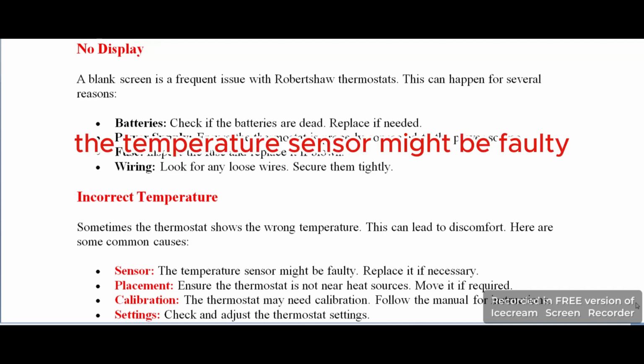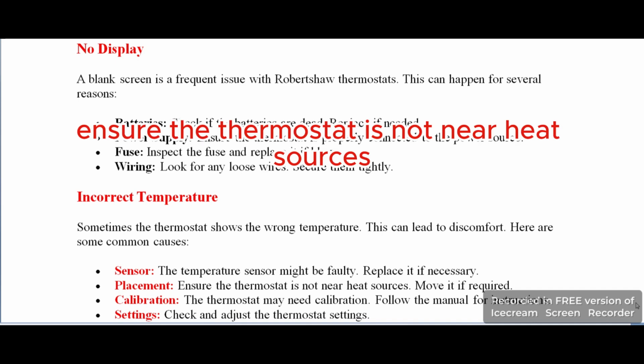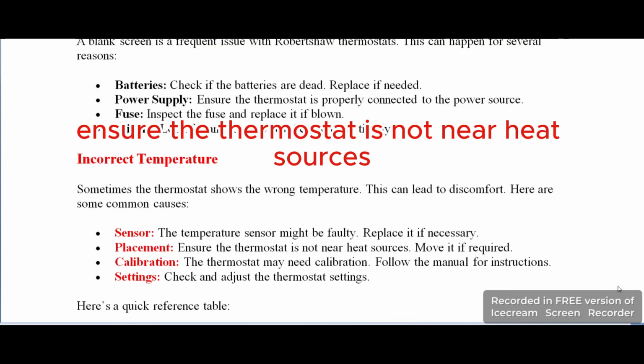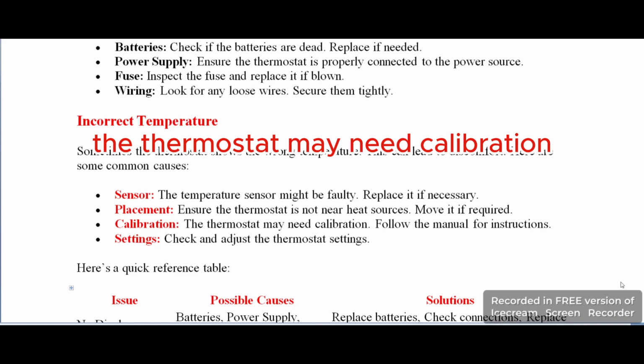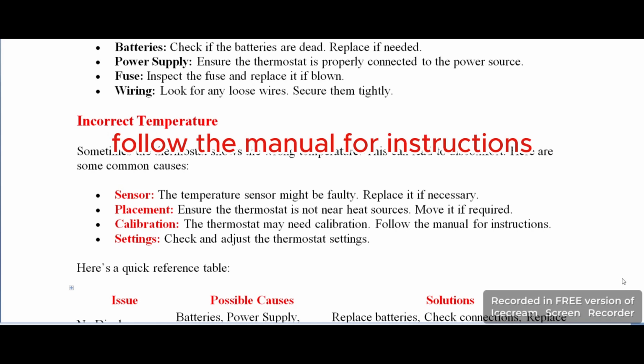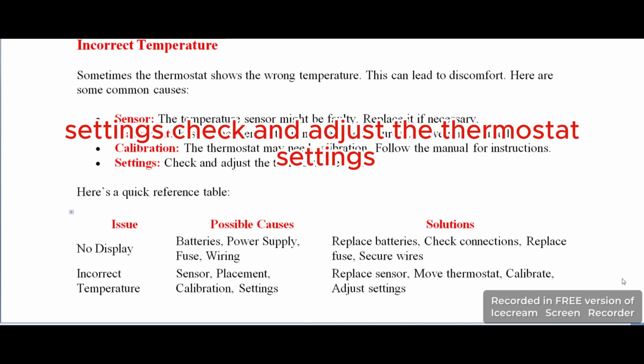Sensor. The temperature sensor might be faulty. Replace it if necessary. Placement. Ensure the thermostat is not near heat sources. Move it if required. Calibration. The thermostat may need calibration. Follow the manual for instructions. Settings. Check and adjust the thermostat settings.